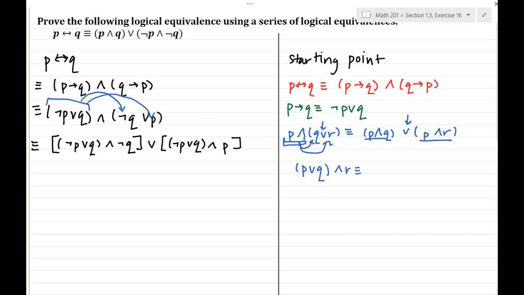P or Q and R is logically equivalent to P and R or Q and R. Even though the symbols change, the operations and their order and the way they're grouped stay the same, so the principle still applies. Okay, hopefully that makes sense. Be careful here.